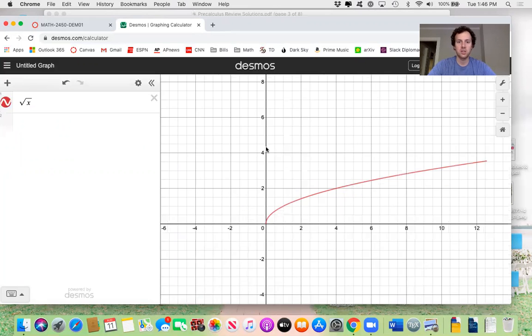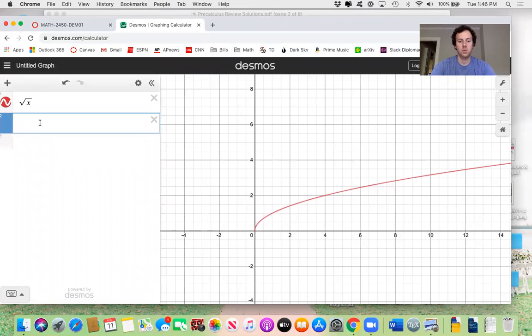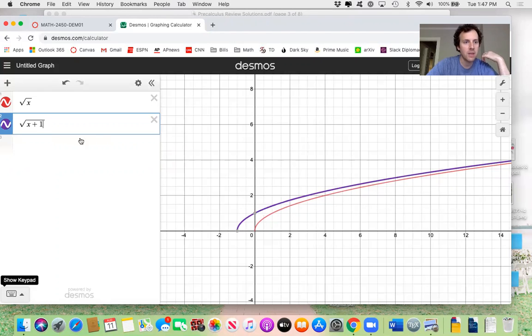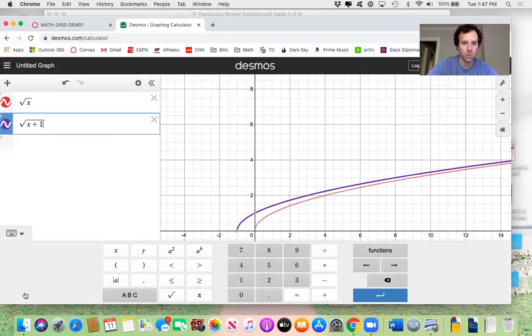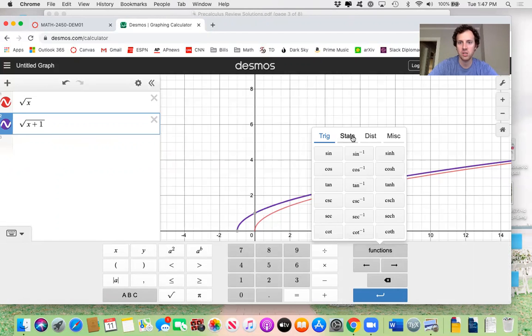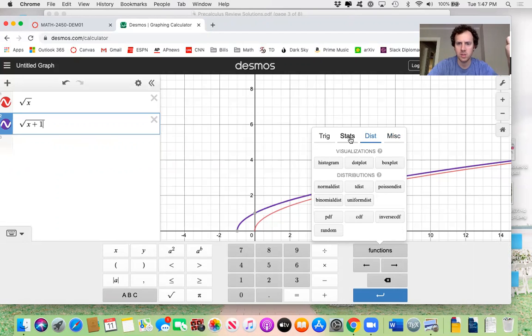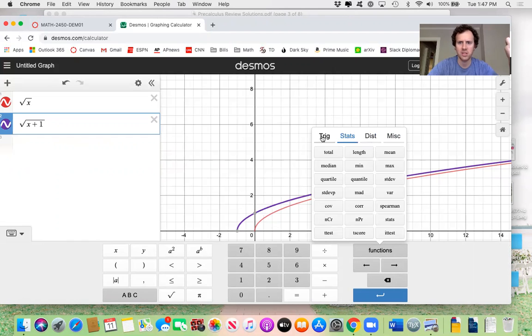So the square root of x is this basic shape. We were interested in the square root of x plus 1. If you're graphing this, if you're trying this out and you're looking for some symbols, there's this little keyboard here that has some basic symbols, but also this button functions has the trig functions, logarithms, different roots. Those are things that stats things we don't really want.